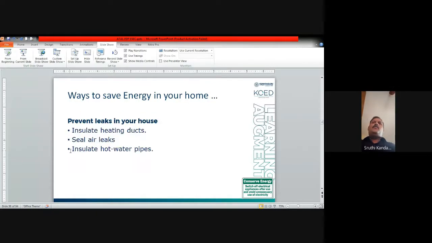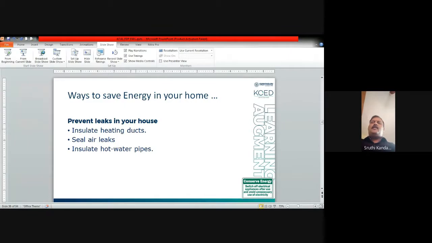Prevent leaks in your home. Insulate heating ducts, seal air leaks, and insulate hot water pipes. These are all ways to save energy. Now we can move to electric vehicle technology.